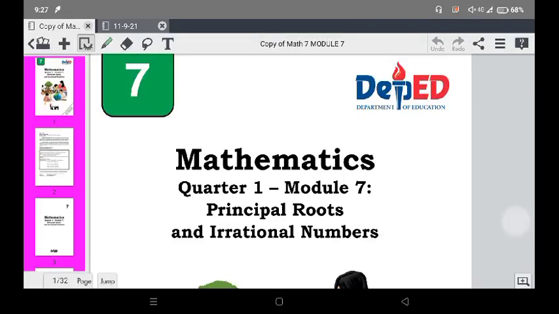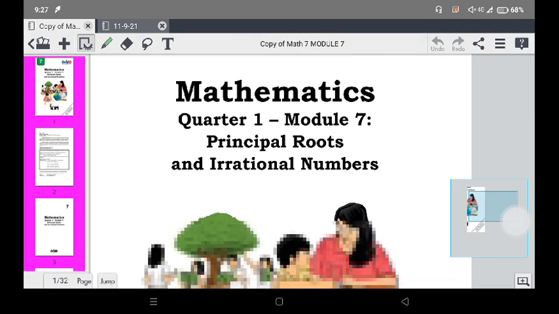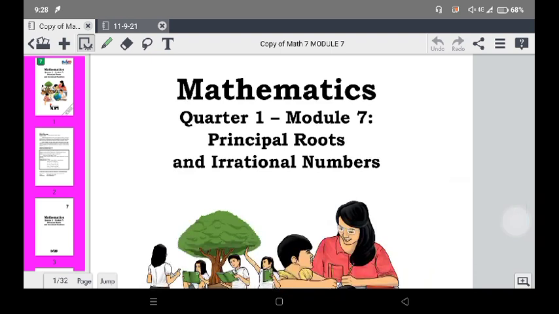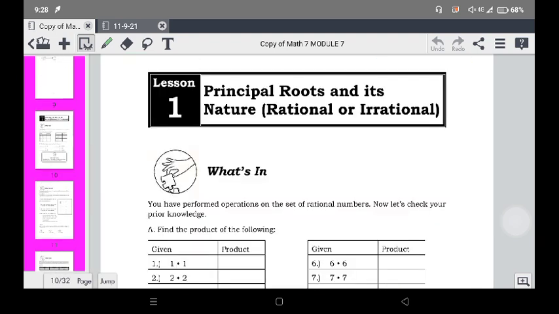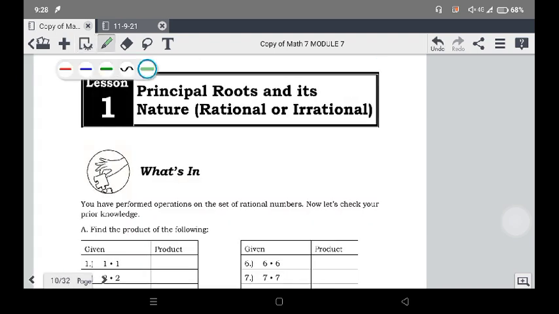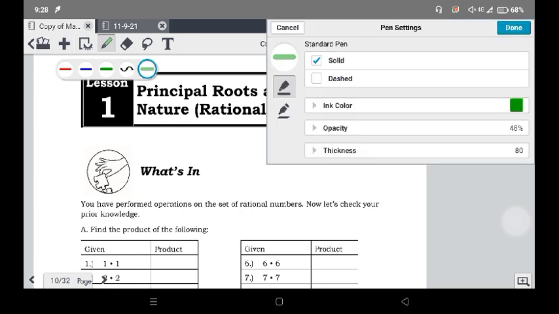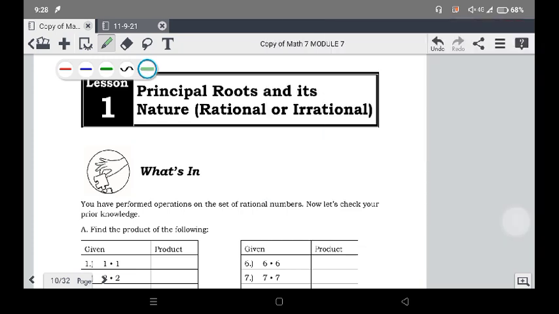Good day, everyone. So, ma-discuss kita ka-mathematics quarter 1, module 7, principal roots and irrational numbers. Okay. So, let's start by going to our lesson number 1. Lesson number 1 is all about principal roots and its nature. So, we will be classifying numbers whether they are rational or an irrational number.